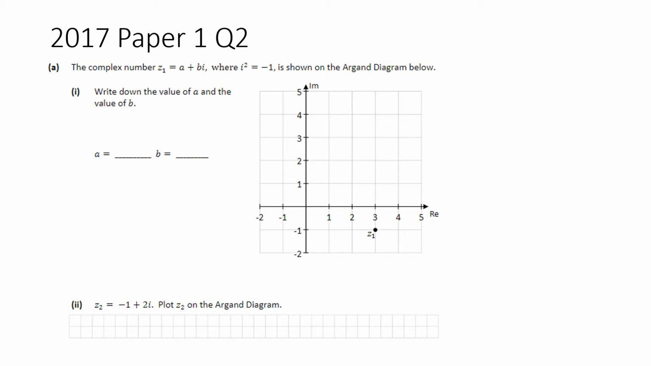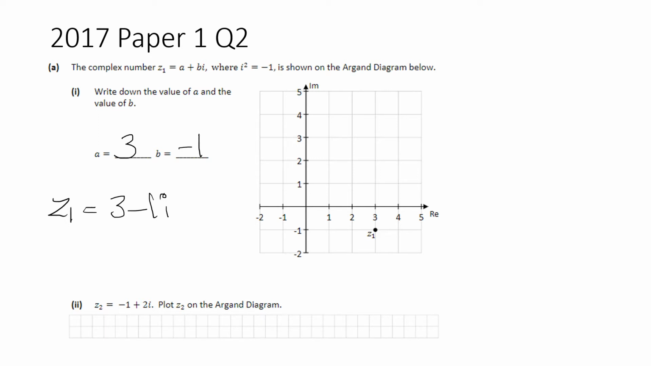Well, z1 is here. So if you were to write down what z1 would be, your real would be 3, and your imaginary would be minus 1, so that would be 3 minus 1i. It goes down to minus 1 here. As a result, a is the real, so a is 3, and b is the imaginary, and that's the minus 1. And that's how you plot that one.